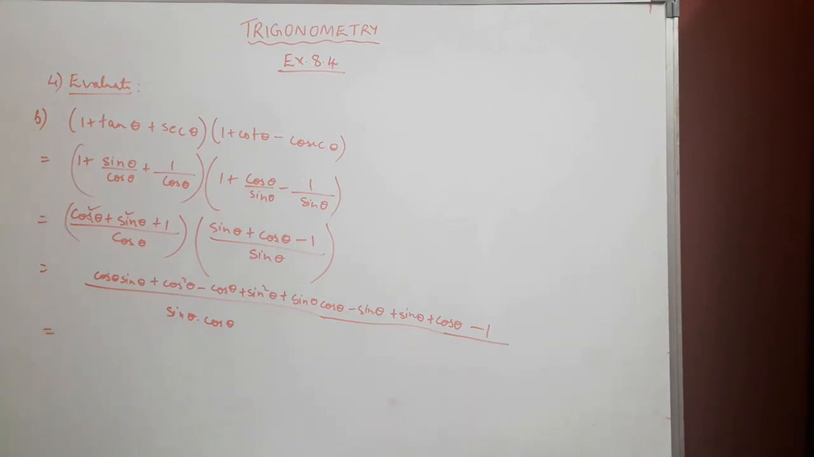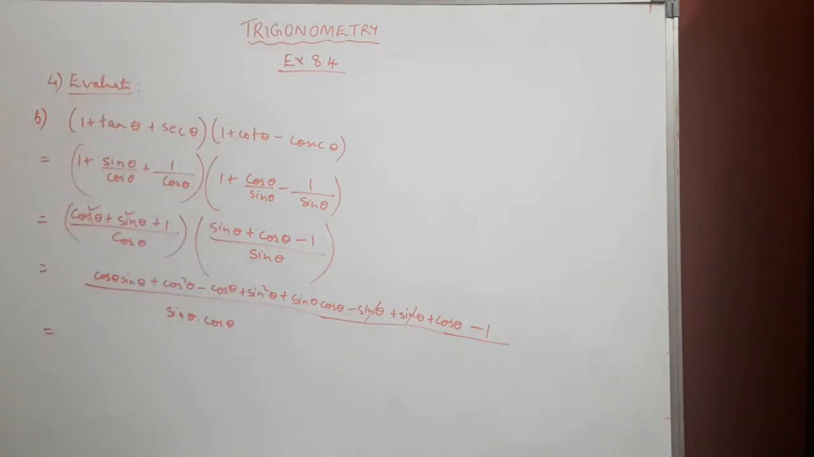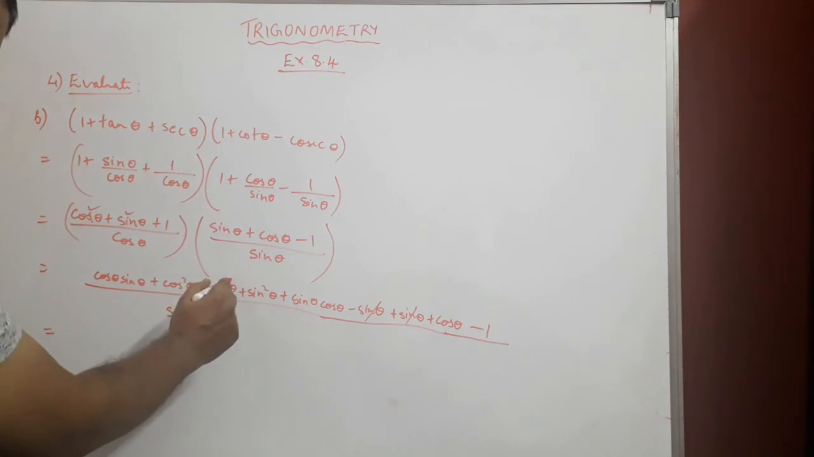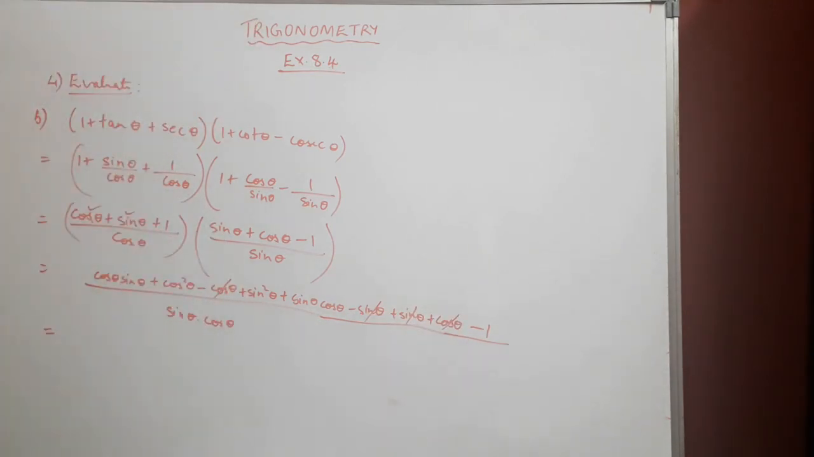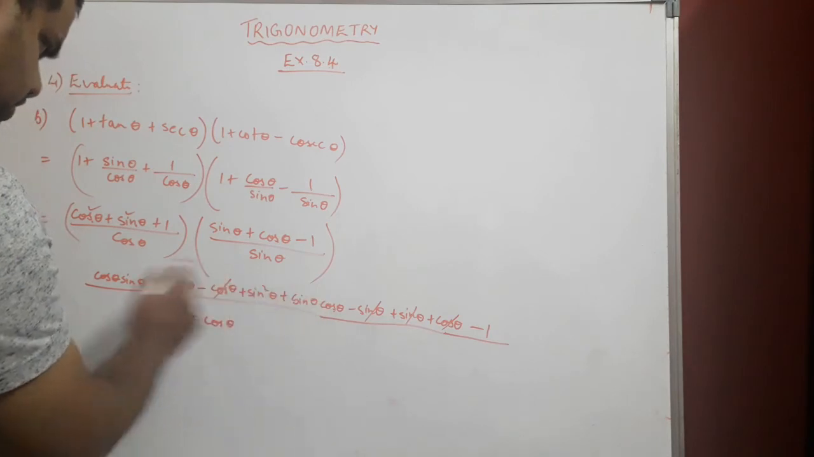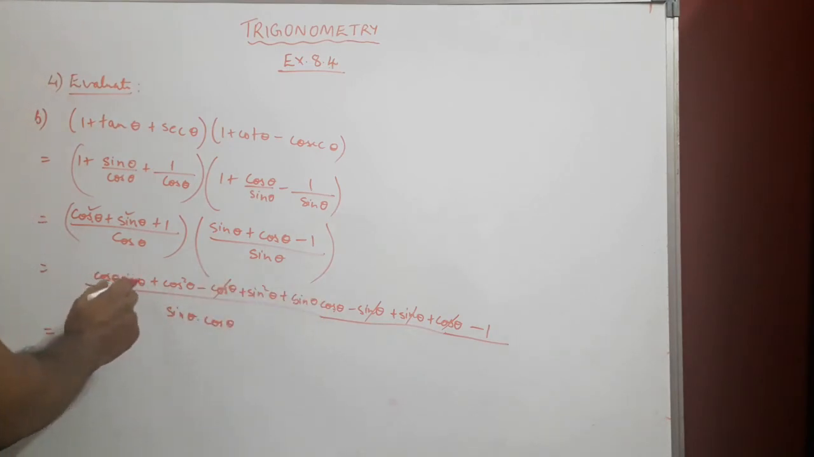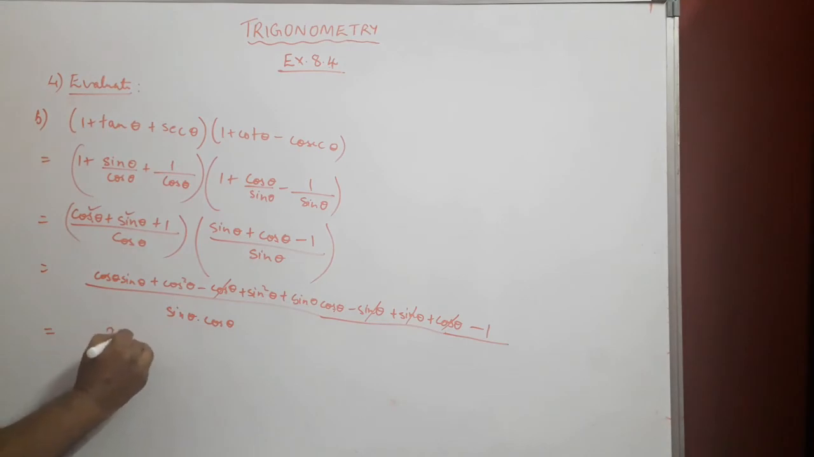That is what we need to see. Clearly you can make out minus sin theta plus sin theta cancels out. There is a minus cos theta and there is a plus cos theta. That also cancels out. Now there is a cos theta sin theta positive and there is a sin theta cos theta positive. Both are the same. Doesn't matter whether it's cos theta sin theta or sin theta cos theta. We can write this as 2 cos theta sin theta.